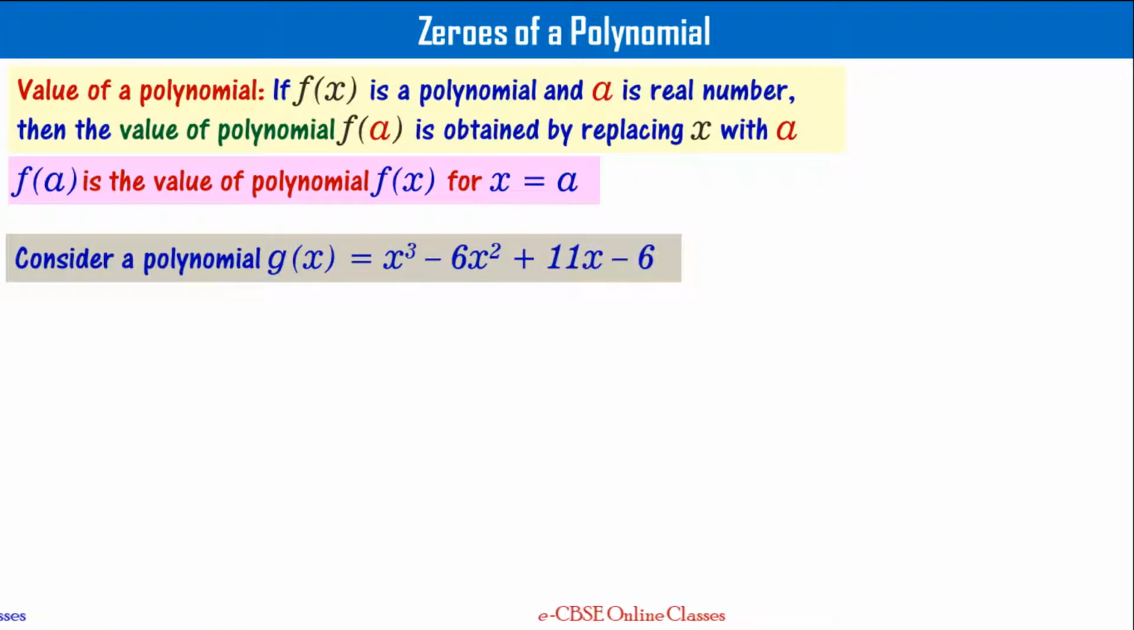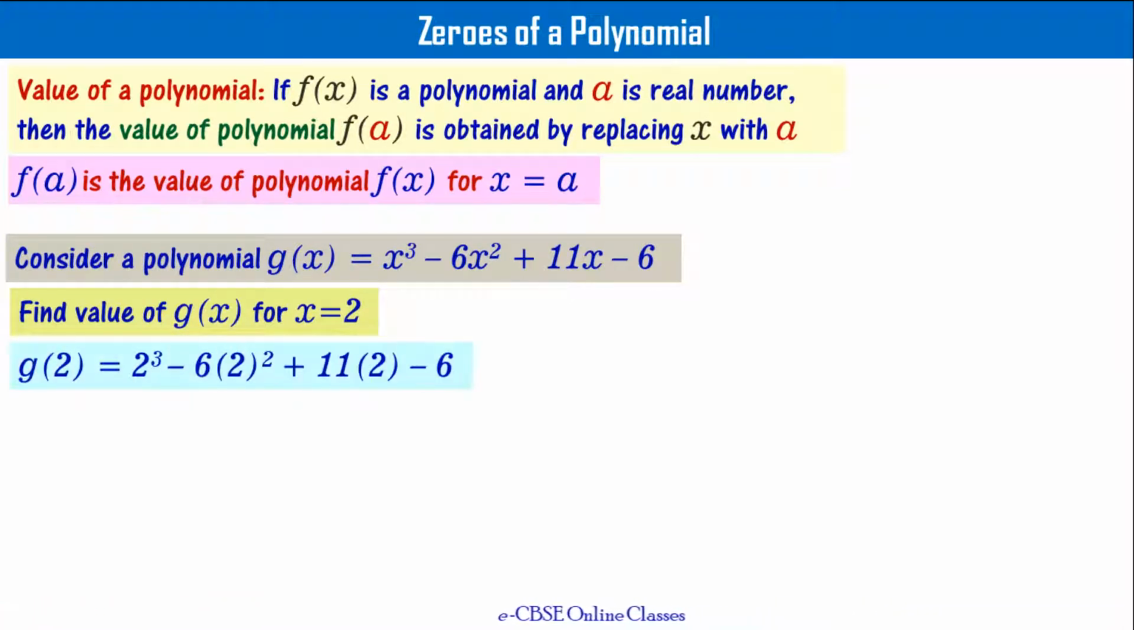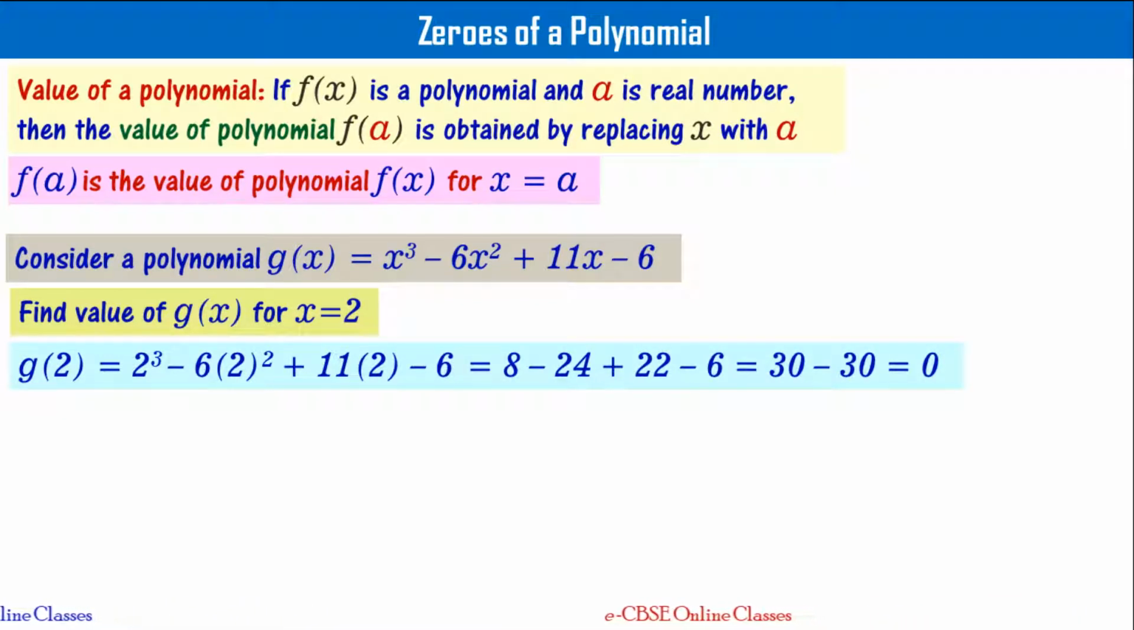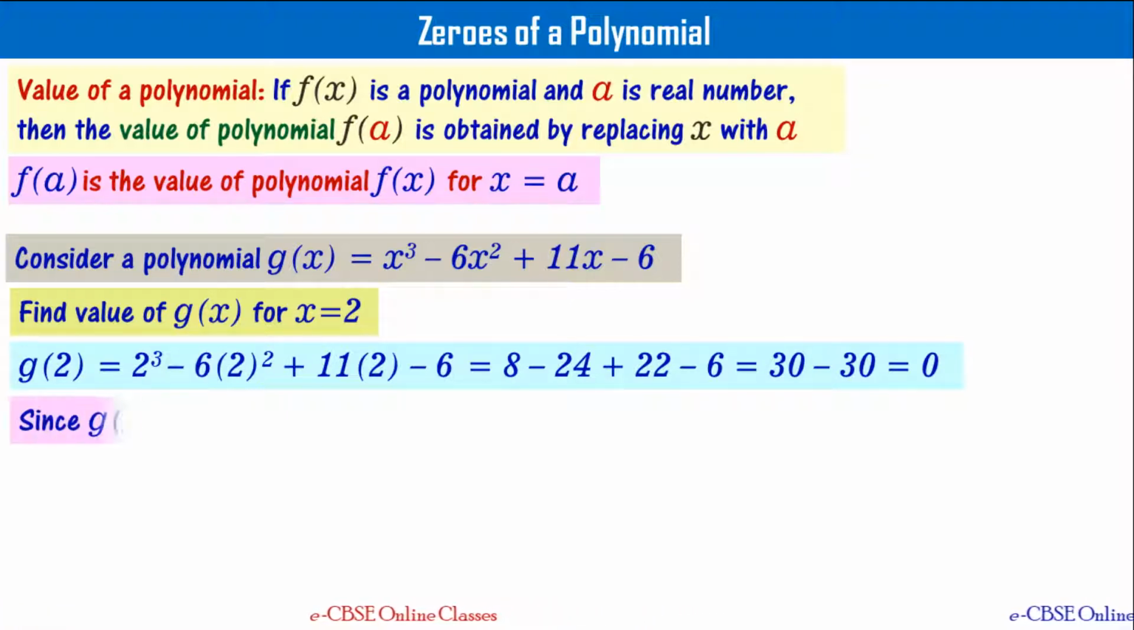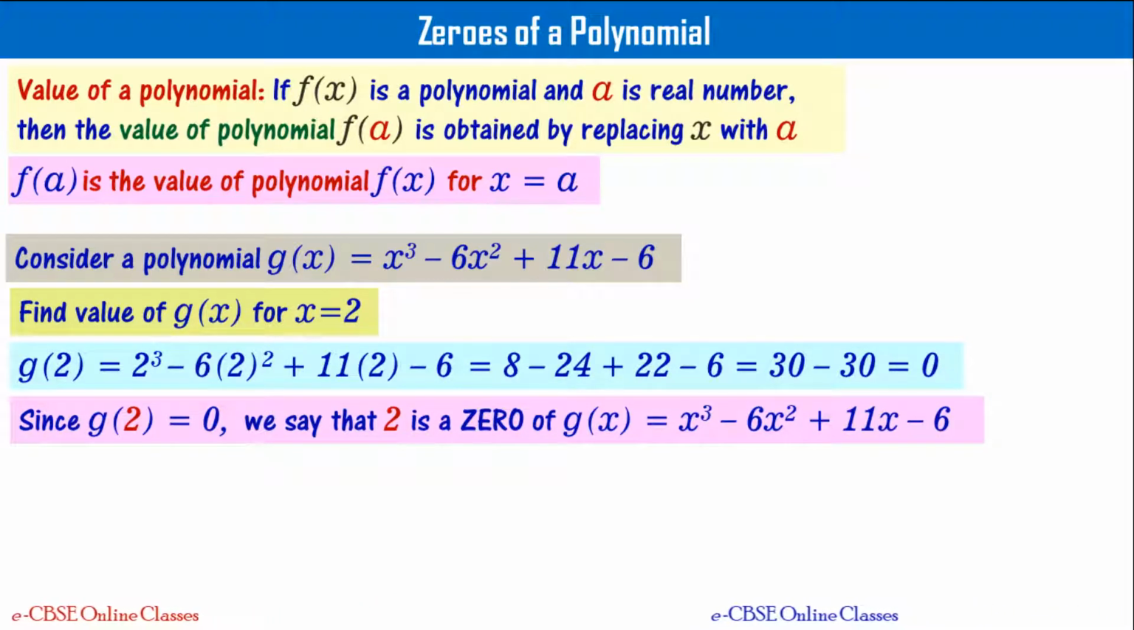Let us consider a polynomial g of x equal to x cube minus 6x square plus 11x minus 6 and find value of g of x for x equal to 2. That is g of 2, which can be obtained by substituting 2 for x in the equation. And when you simplify it, what you get is 0. It means that g of 2 is 0, right? Since g of 2 is 0, we say that 2 is a 0 of the function g of x. Please take a note of that.